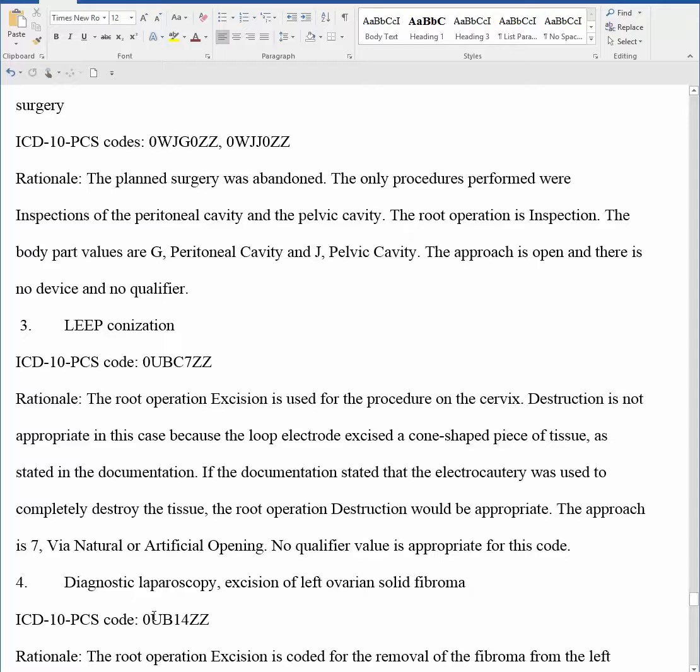There's no documentation in this particular piece of clinical information that this was sent to pathology for diagnosis. It could have been, but it wasn't documented as such. We can't assume. The physician needs to provide that information. So we don't assume, and we code it with the final character of Z. Our final code is 0UBC7ZZ.